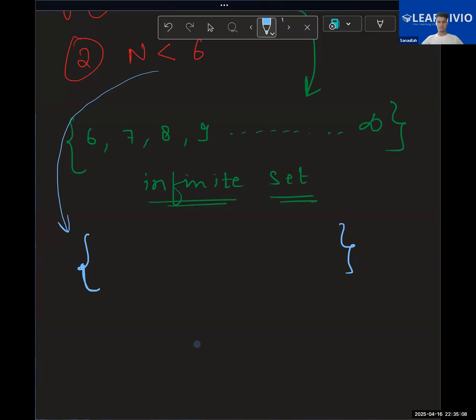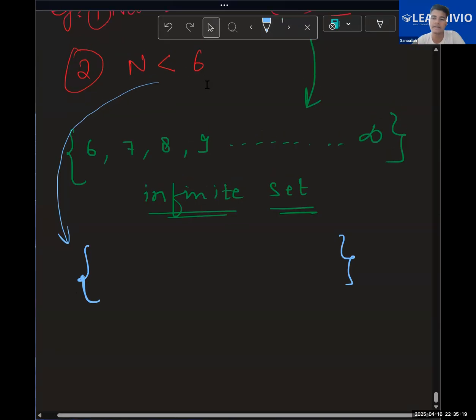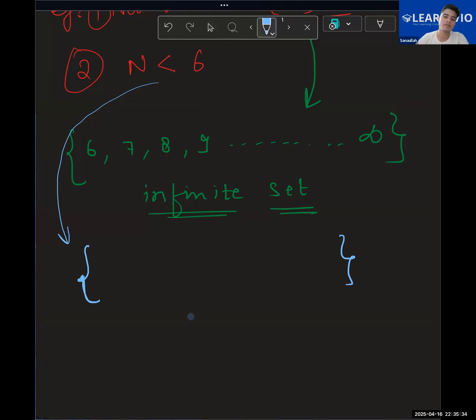Sir, 1 to 9. 1 to 9. Okay. See, Adya, how do you get 1 to 9? n is less than 6. What do you mean by this? n is less than 6. Oh, yes, sir, 1 to 5. It will be 1 to 5. What is a natural number? It starts from 1 and goes to infinite.